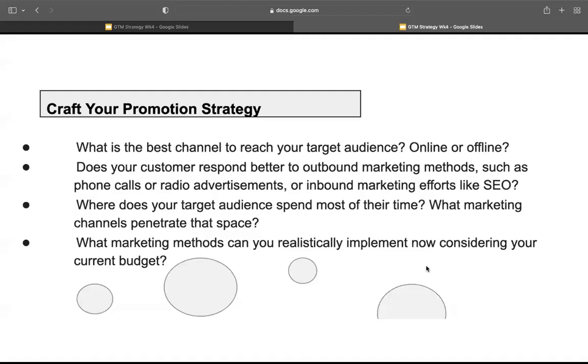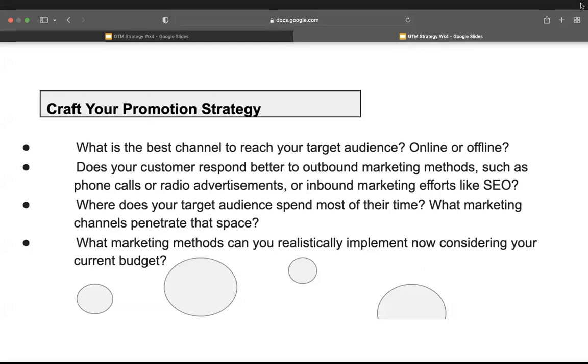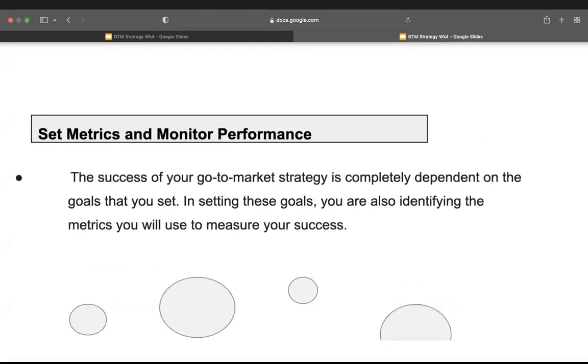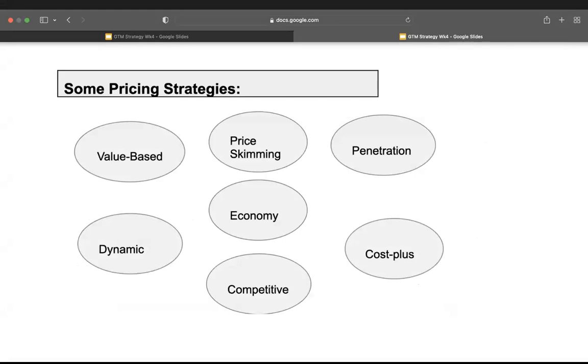So I'm going to share my screen again. Let me know if you can see my screen. Yes, we can see your screen.